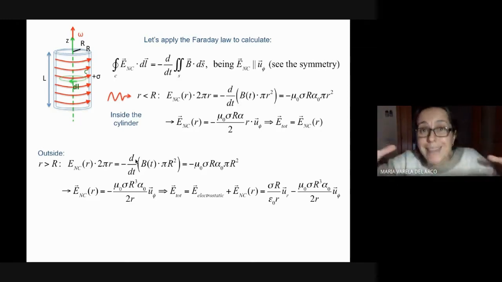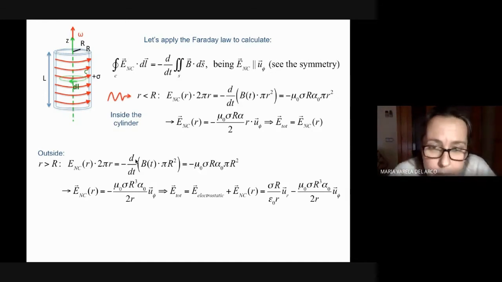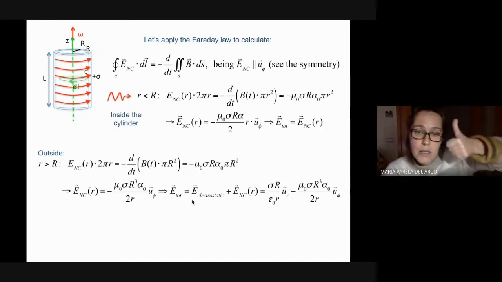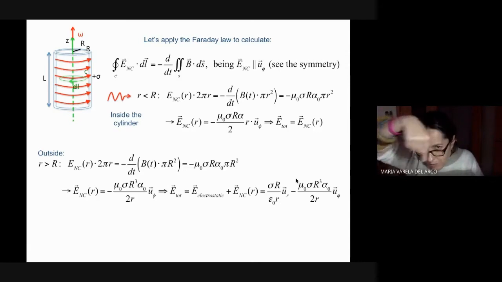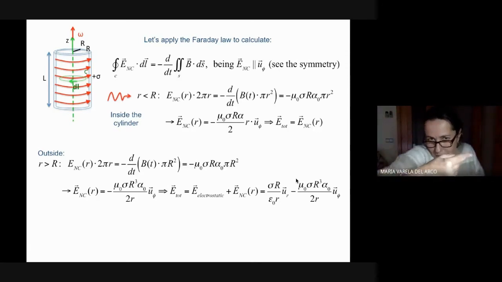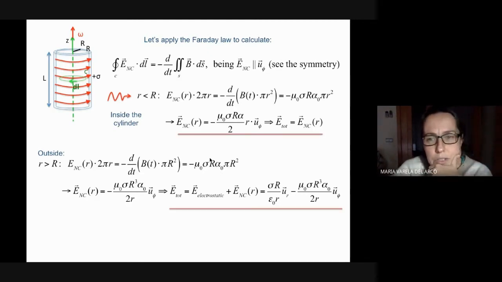And in this case, outside, there is an electrostatic field. So the total electric field is going to be the sum of the electrostatic field, this one, which is radial, plus the non-conservative field that is azimuthal. So it's going to be both radial and azimuthal. It's going to rotate around the solenoid, but at every point, the field is not going to be tangent to the circle, but deviated slightly towards the outside because the charge sigma is positive. So there are 2 contributions, and that will be the total electric field outside.